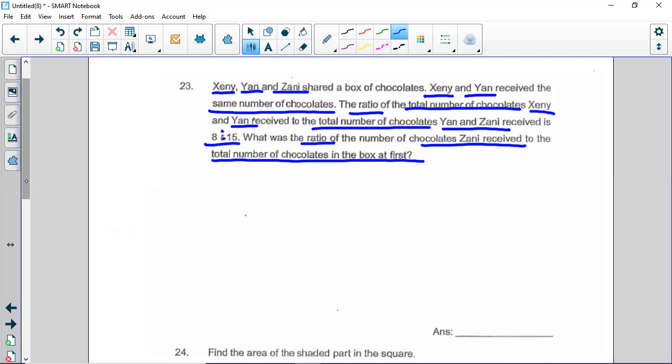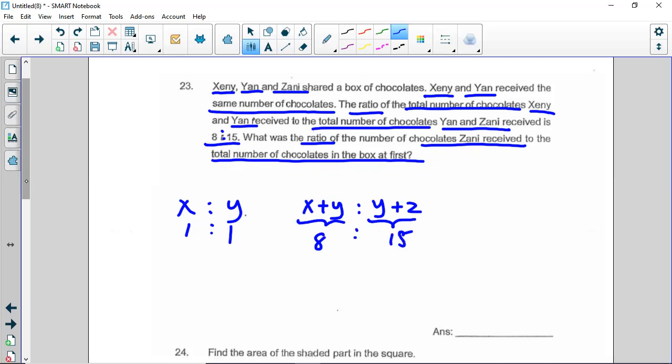You have to label. Okay, label your ratio. So Zini and Yan receive the same number of chocolates. So how do you want to write as a ratio for this sentence? You can do something like this: receive the same, 1:1, right? Equal number. They have equal number of chocolates. And the ratio of the total chocolates, Zini and Yan, all right? So these 2 persons add together to the total number of chocolates, Yan and Zani, right? And then what's the ratio? So the ratio is 8:15.